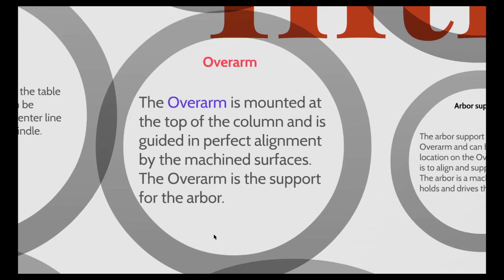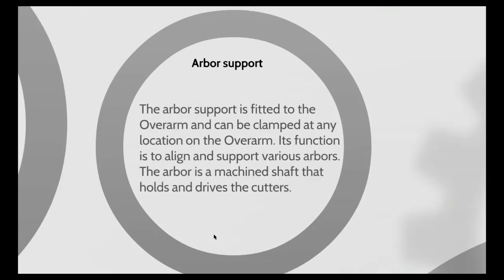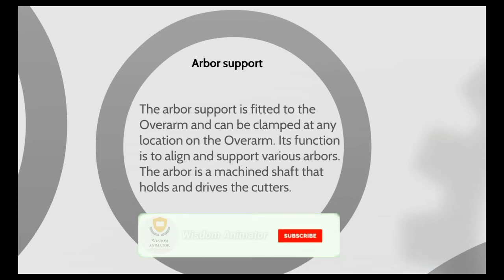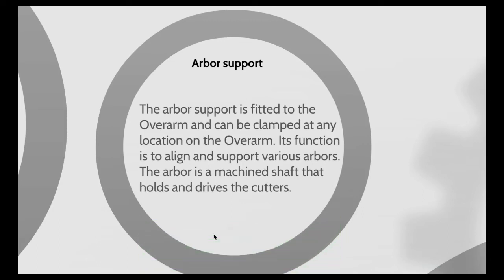Overarm. The overarm is mounted at the top of the column and is guided in perfect alignment by the machined surface. The overarm is the support for the arbor. Arbor support is fitted to the overarm and can be clamped at any location on the overarm. Its function is to align and support various arbors. The arbor is a machined shaft that holds and drives the cutter. Arbor is fitted on the spindle whenever it is required. Arbor holds the tools and moves it in the correct directions.